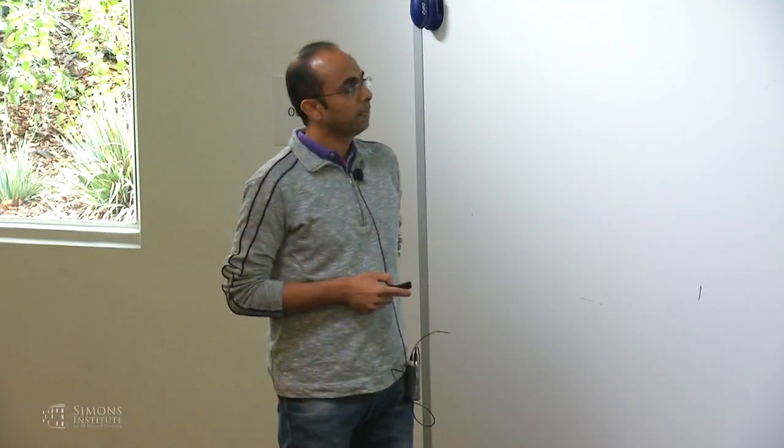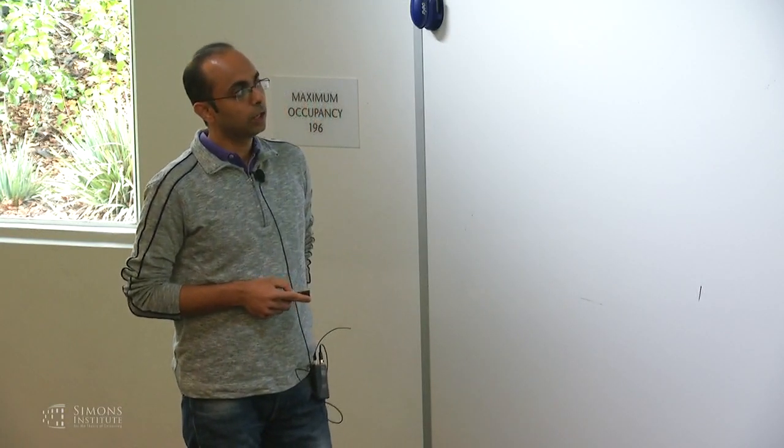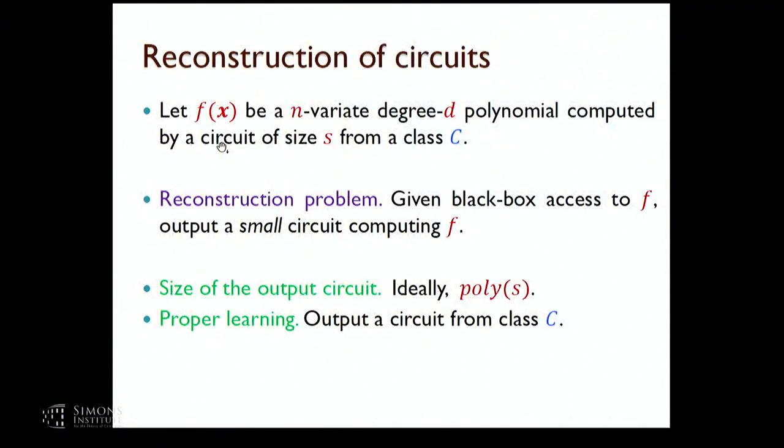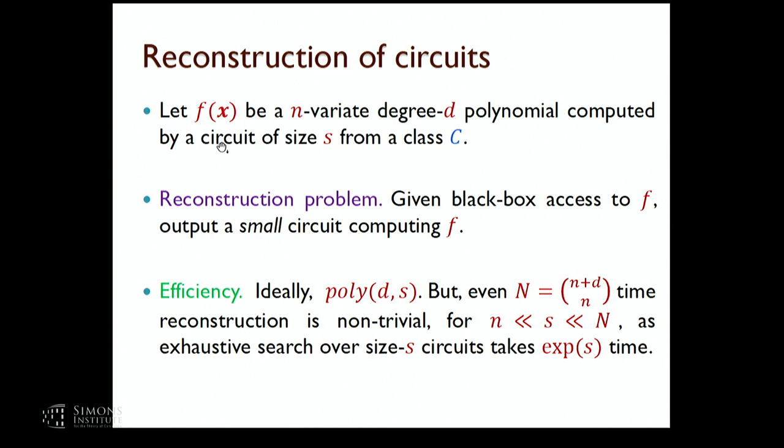So ideally, we want the size of the output circuit to be polynomial in S, where S is, let's say, the size of the minimum circuit computing f. And we would also like the output circuit to come from the same class C. So this notion is called proper learning. And further, something to do with the efficiency of the algorithm. Ideally, we would like the learning algorithm to run in time polynomial in S and D.